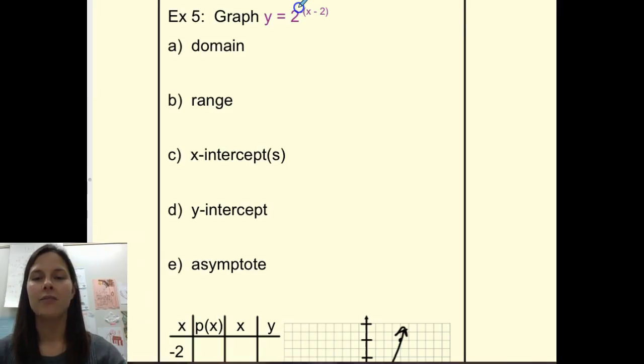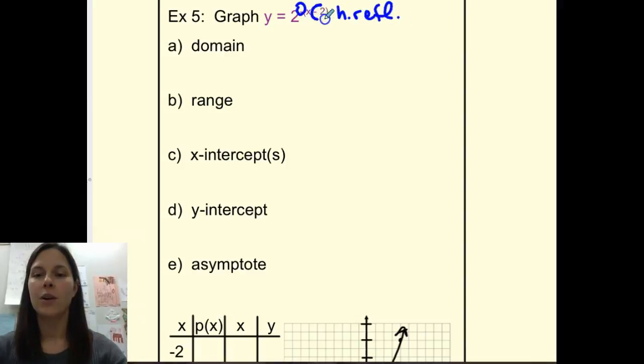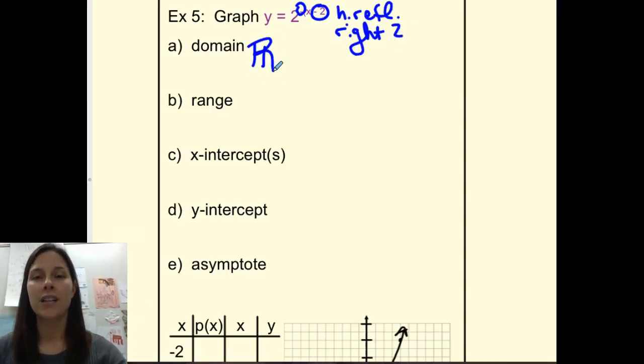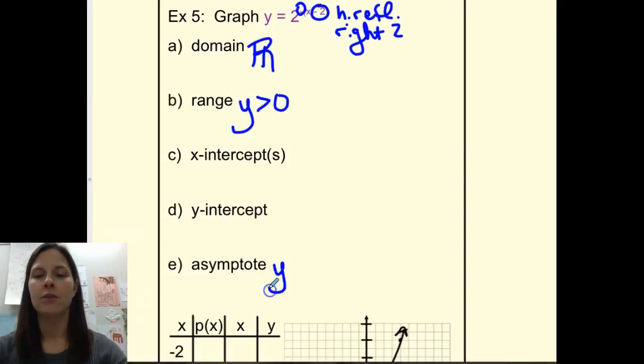And our final graph. This time we have a horizontal reflection as well as a shift right 2. Domain is still all real numbers. Horizontal reflection does not change the range, and neither does a horizontal shift. So our range is y is greater than 0, just like the parent function. That will give us our asymptote as well, y equals 0.